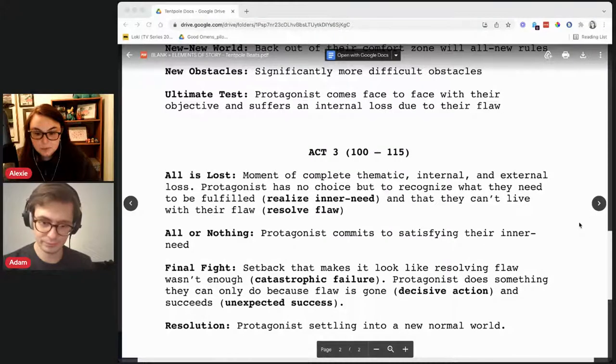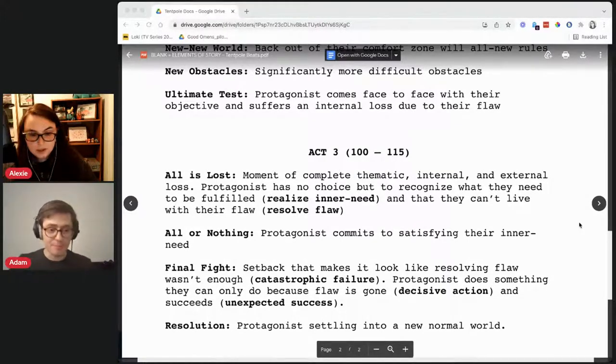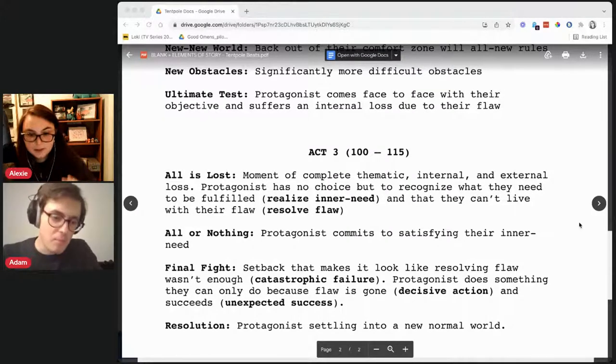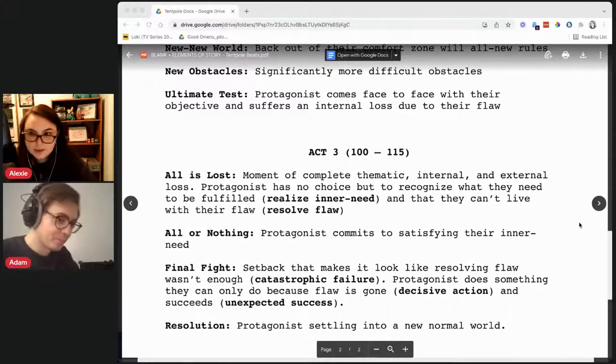And people will go through their life. If you think about your life as a movie, you probably have not gone through this arc more than a few times. When's the last time you truly changed your opinion on something that really matters? It doesn't happen a lot. So we're looking at what does it take to get a person to the point that they'll have a life-changing shift in belief and how they see the world. And so at the ultimate test, this is the moment where the protagonist's flaw is going to do the worst thing it could possibly do to them.